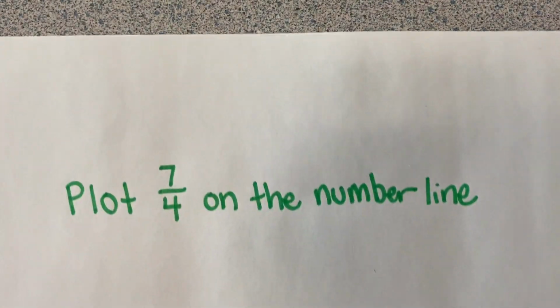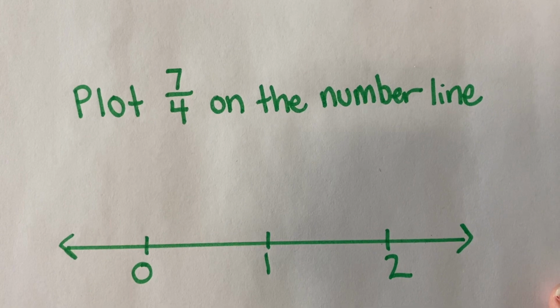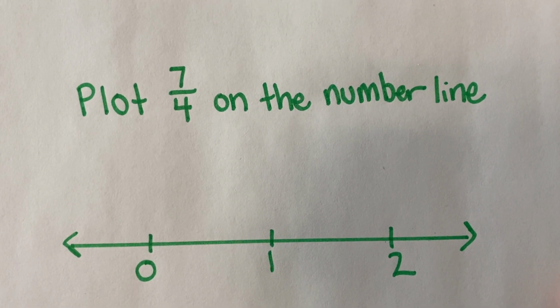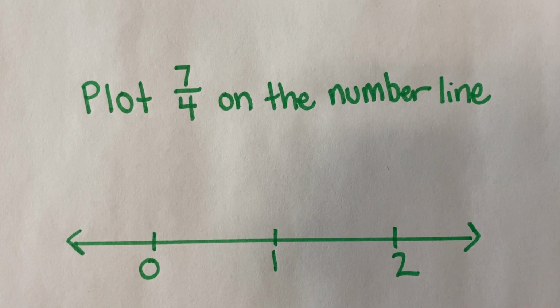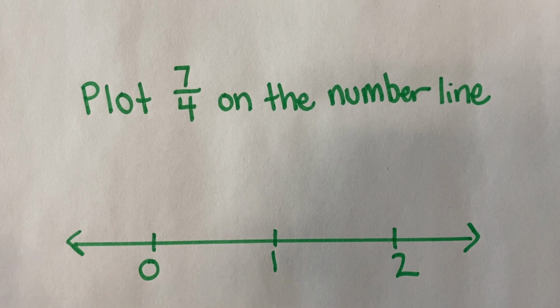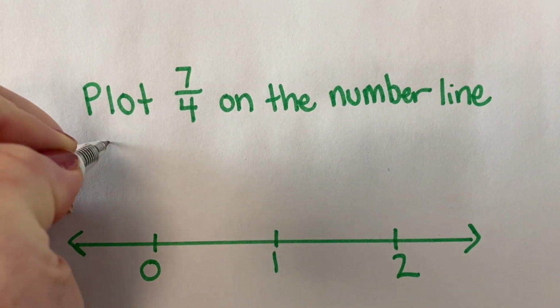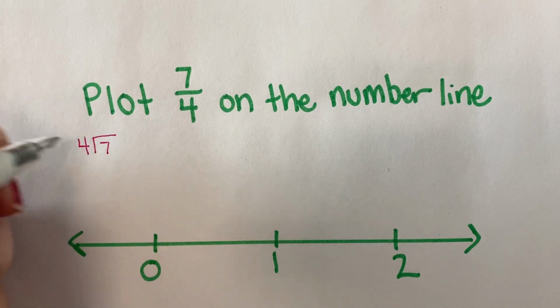The next one I want to do, very similar, but this time I just change the number. We're going to plot 7/4 on the number line. So once again, improper, don't want to deal with that. So let's get a mixed number by long division. So 7 divided by 4.